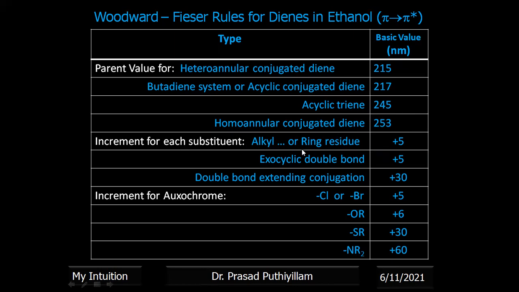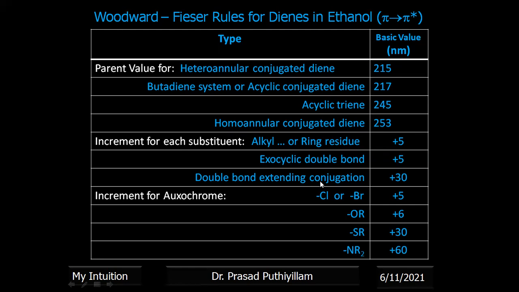Now the increments. If the carbon containing the double bond has an alkyl group, or the double-bonded carbon is connected to a ring structure, then we need to add 5 units to the calculated lambda maximum value. If it is an exocyclic double bond, that also we need to add 5.